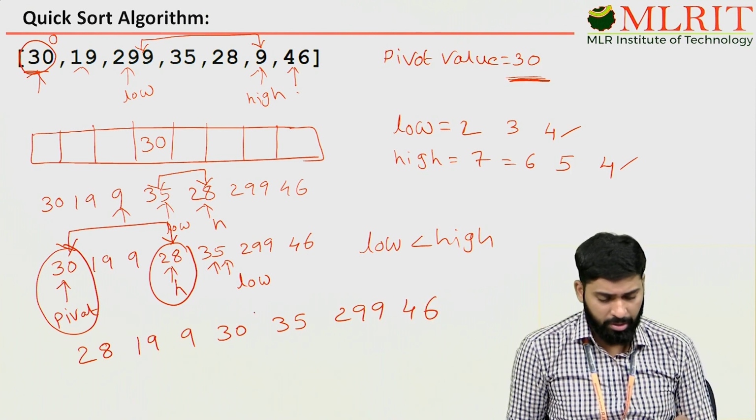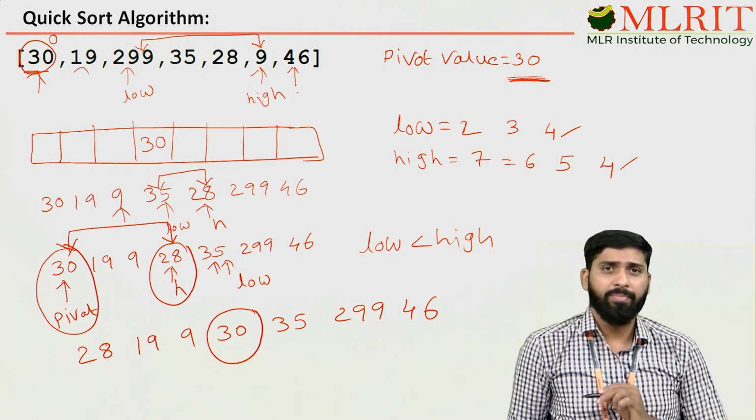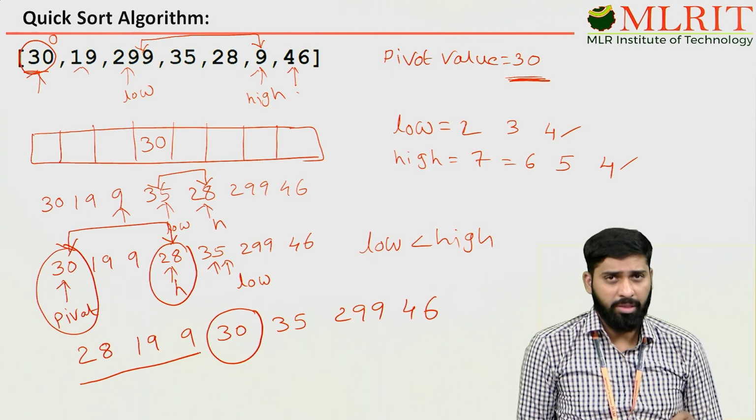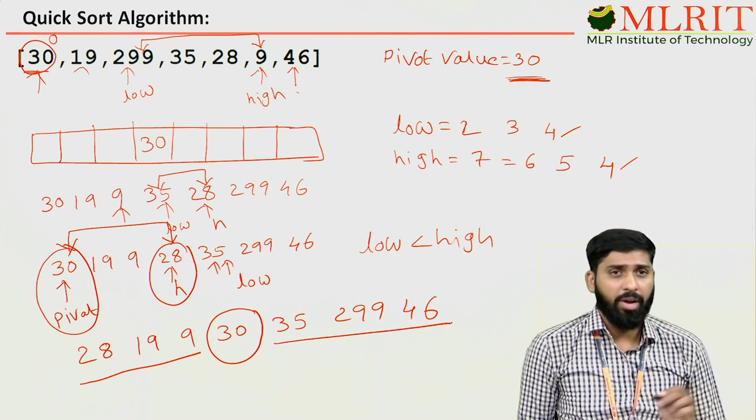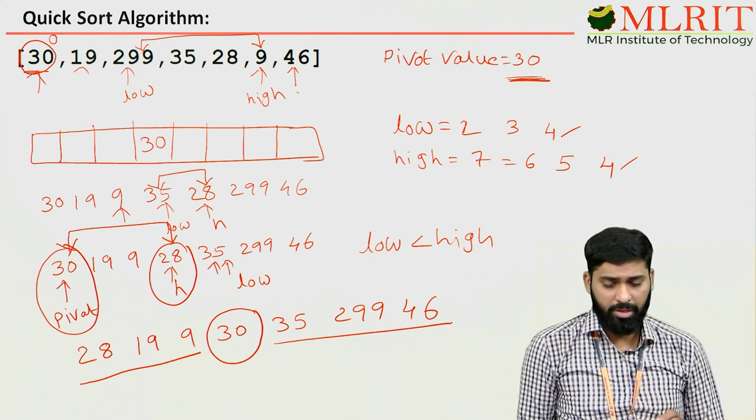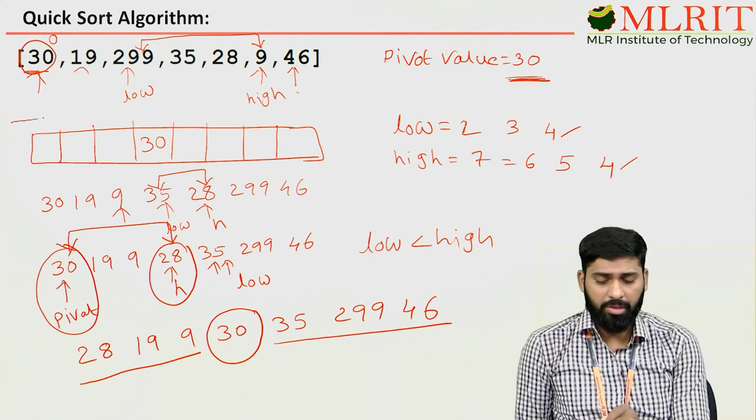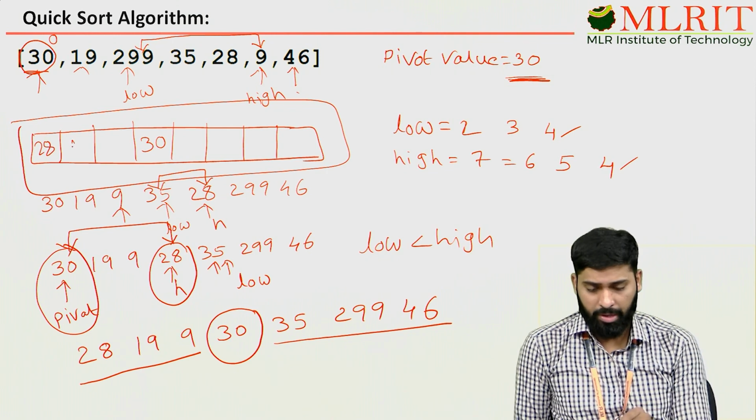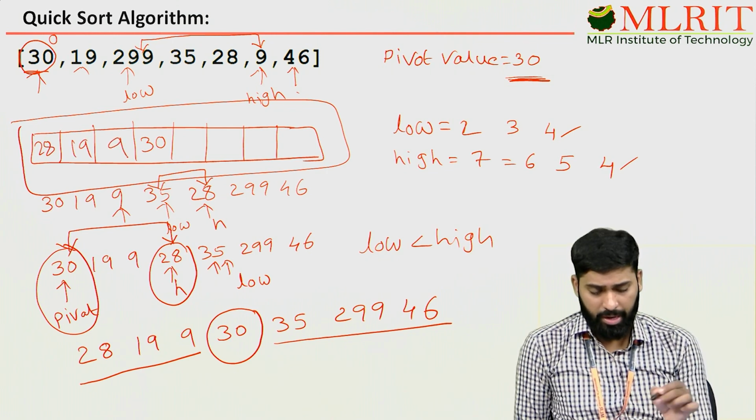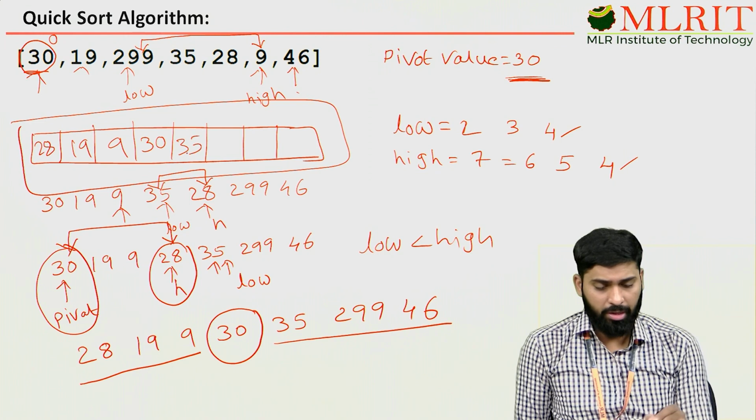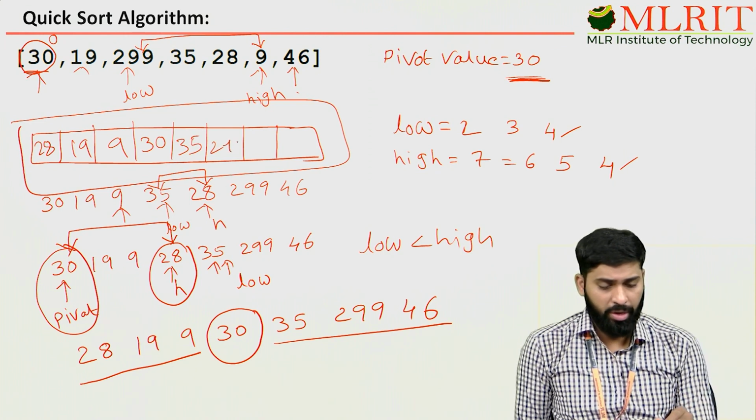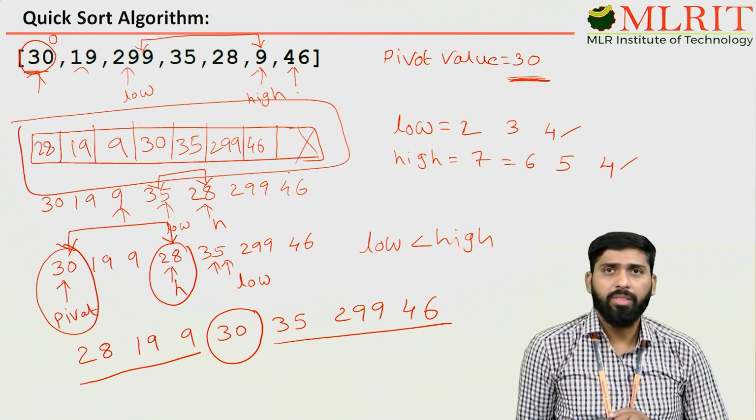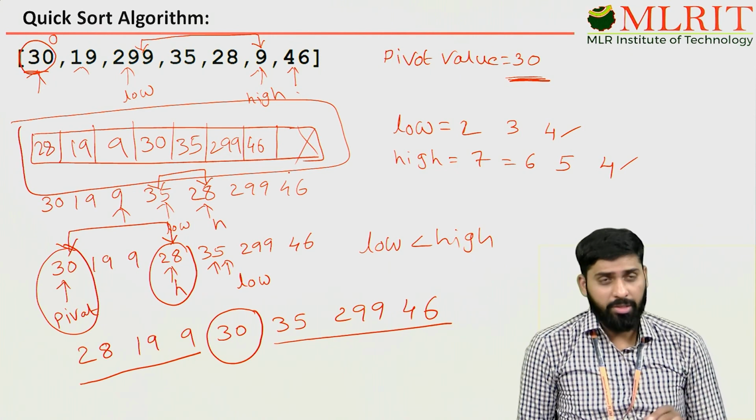Now you observe, this is the pivot value. All left side values are smaller than 30. All the right side values are greater than 30. That's it. What we discussed previously. So these are the remaining: 28, 19, 9, 30, 35, 299 and 46. Okay. That's it. Now, this is the partition.